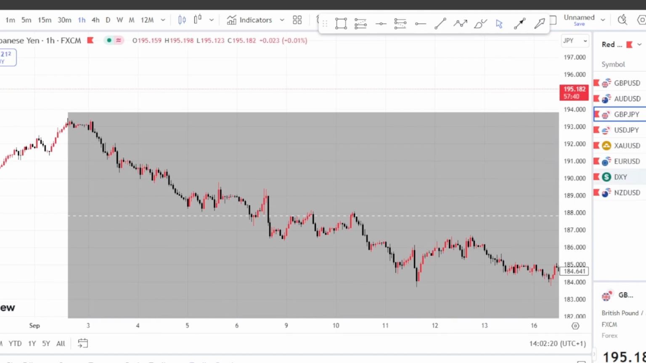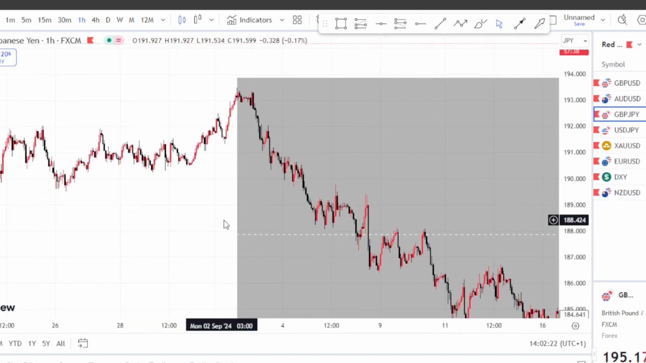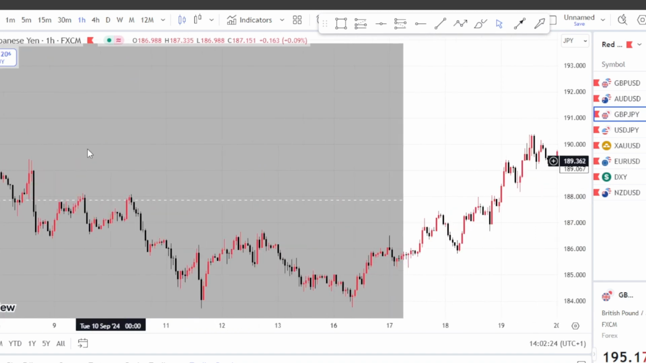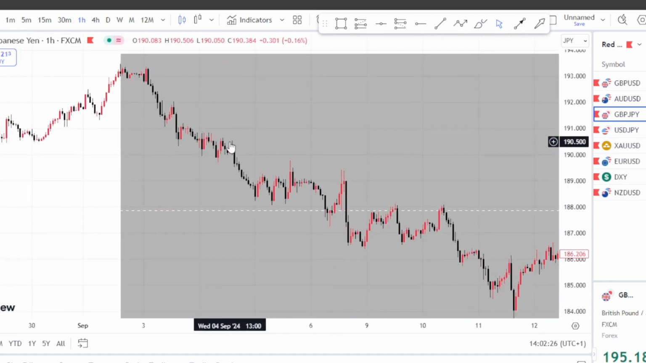I know that if you're a beginner, that will sound so strange to you, but this is how it is. Okay, so we have a downward move, a retracement, a downward move, a retracement.